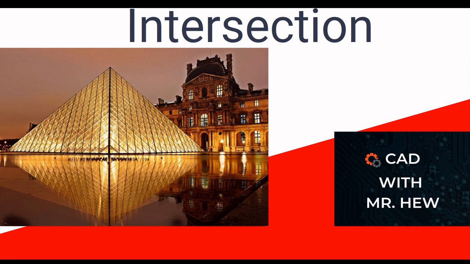In the previous video we looked at first angle projection. In today's video we'll be using the first angle projection to represent the front elevation and the plan of a cylinder and a cone that are intersecting.